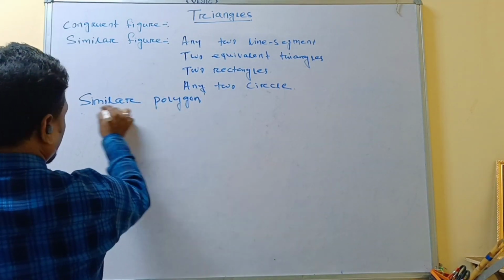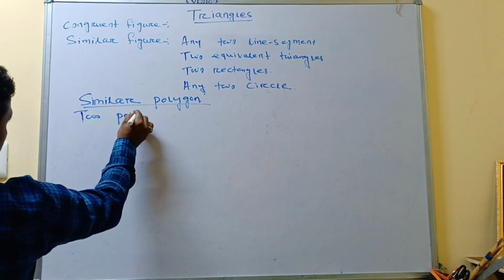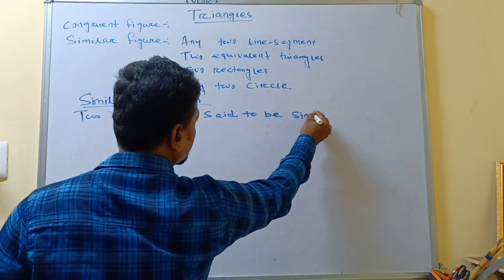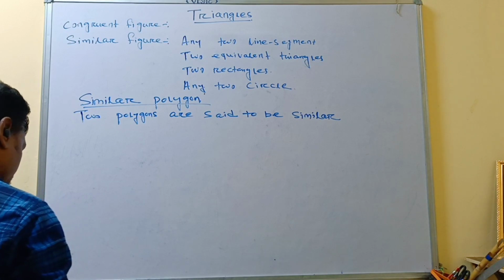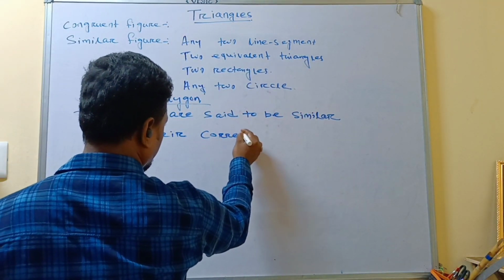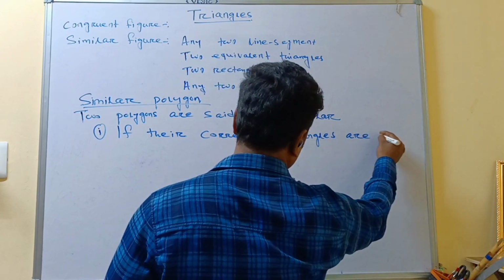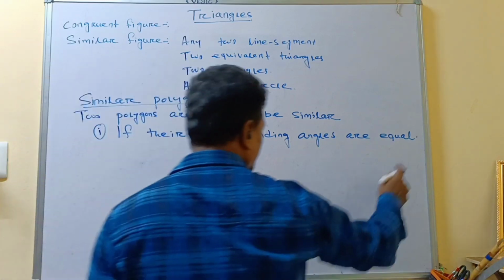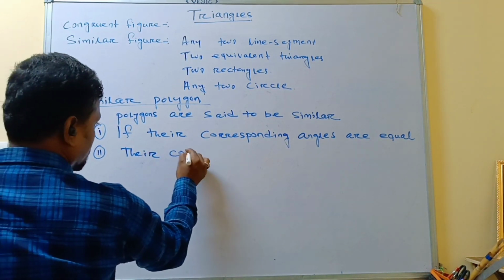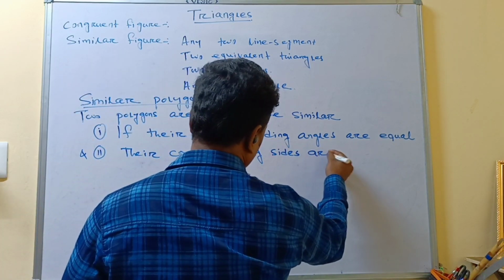Similar polygon. What is similar polygon? We can say two polygons are said to be similar if their corresponding angles are equal and their corresponding sides are proportional.